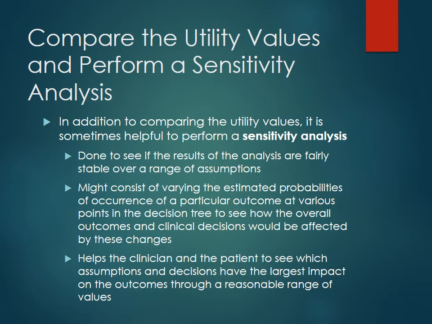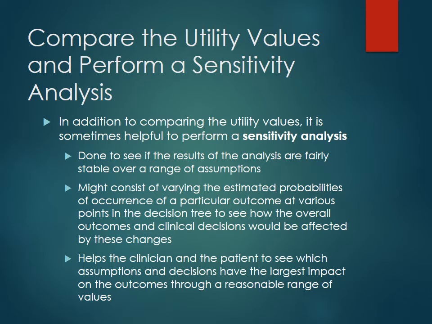And so in addition to comparing those utility values, it's also sometimes helpful to perform a sensitivity analysis as well. These can be done to see if the results of the analysis are fairly stable over a range of assumptions. So again, looking at several types of patients perhaps and seeing if these values end up staying kind of similar over time. And they might consist of estimating probabilities of occurrence of a particular outcome at various points in the decision tree to see how the overall outcome in clinical decisions could be affected by different changes.